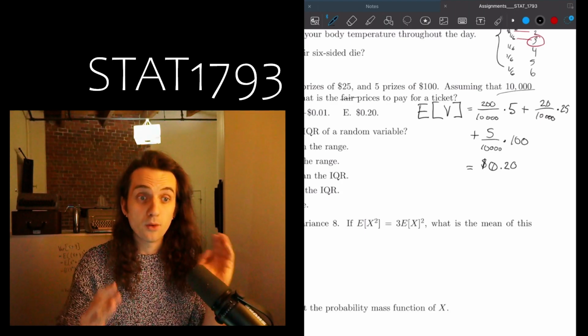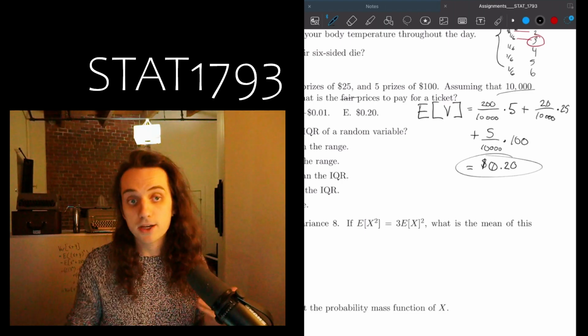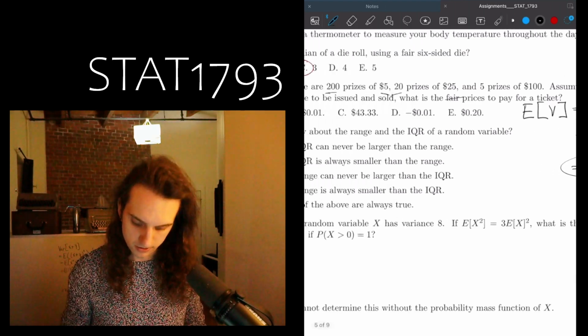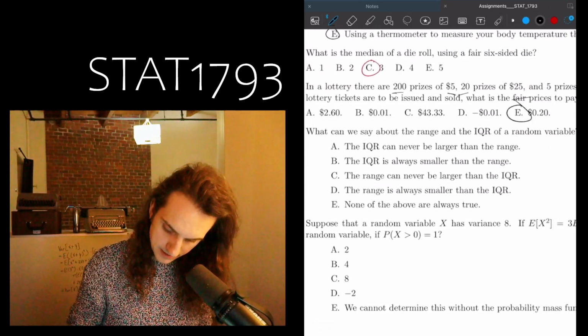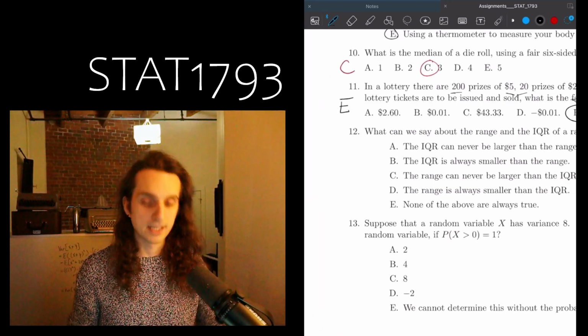And that means that the fair price to pay is going to be 20 cents. Right? If you pay 20 cents and you expect to earn 20 cents on average, you're not going to make or lose any money. And so we go through the options here and we see that E is going to be 20 cents, right? So option E for question 11.